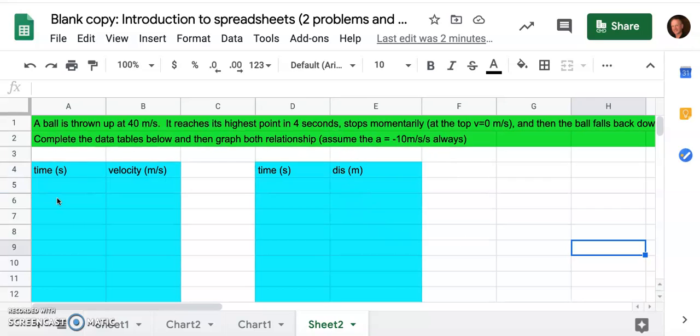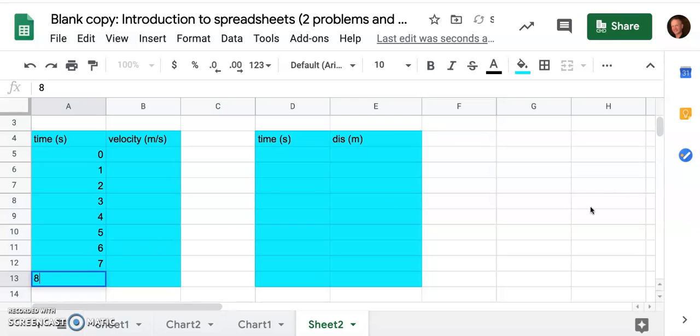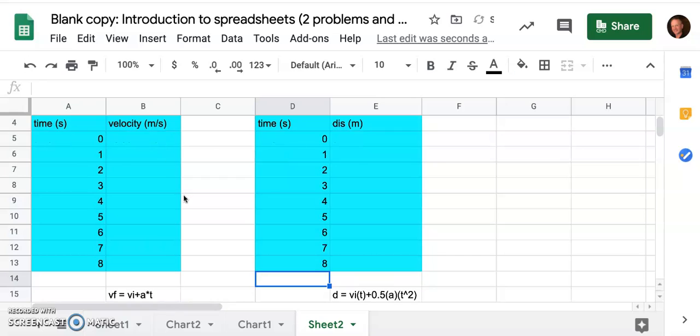So if you throw it up and it reaches its highest point in 4 seconds, it comes back down in 4 seconds. So we will have 8 seconds of time. Let's fill out that column first. Okay, we got the time filled out.